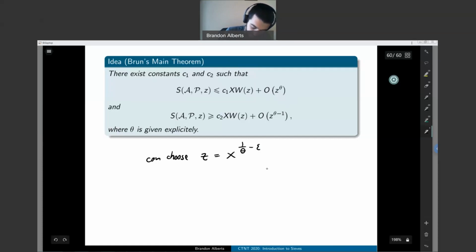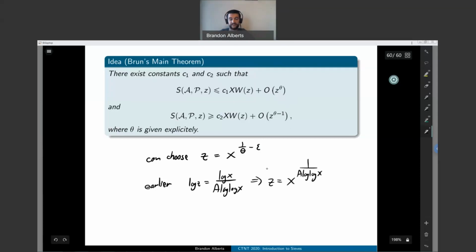Remember, our earlier choice of z: log z equals log x divided by a log x, where if we apply the exponential function, z equals x to the 1 over a log x. This is smaller than any power of x, because as x gets really, really large, this exponent is going to tend to 0, no matter what you pick for a. So this is a huge improvement on Brun's sieve. We can choose z to be much, much, much bigger for this main theorem.